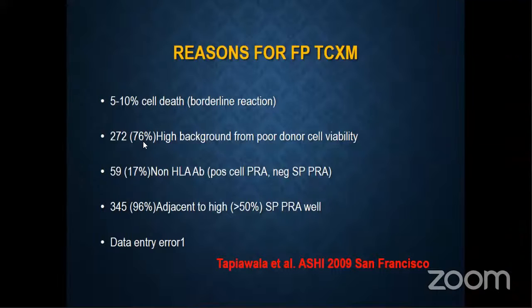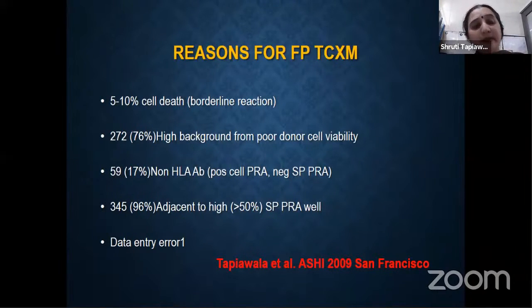76% of people had a poor donor cell viability. That means by the time the cells reached the lab, the cells were dead, and those have to be removed when you are counting the positive reaction.